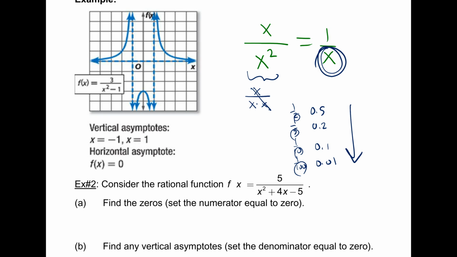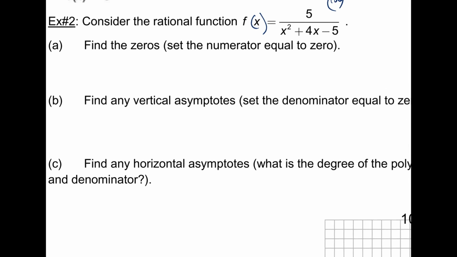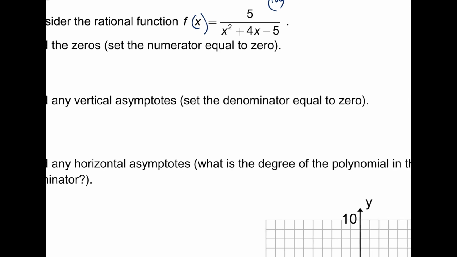Okay, so let's do example 2. Consider the rational function 5 over x squared plus 4x minus 5. Find the zeros. Does someone want to lead me through this, how I do this? I can try. Set the numerator equals 0. Okay, so how would I do that? So you would do 5 equals 0.